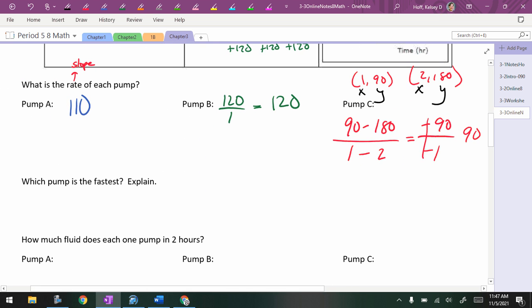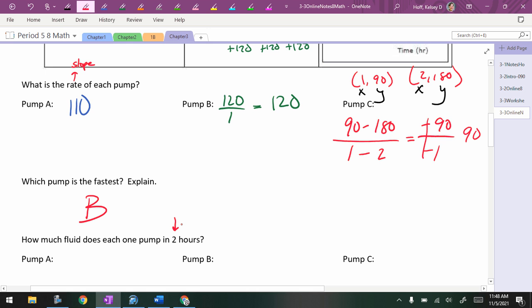Okay? So the second question, they say, now that you know all those rates, which pump is the fastest? B. How do you know that? Very good. It's your highest rate. It's the largest number. It means it's going to be pumping the fastest. So all of those rates were over 1, or in this case, per hour. The last question on this asks us, how much does it pump in 2 hours?